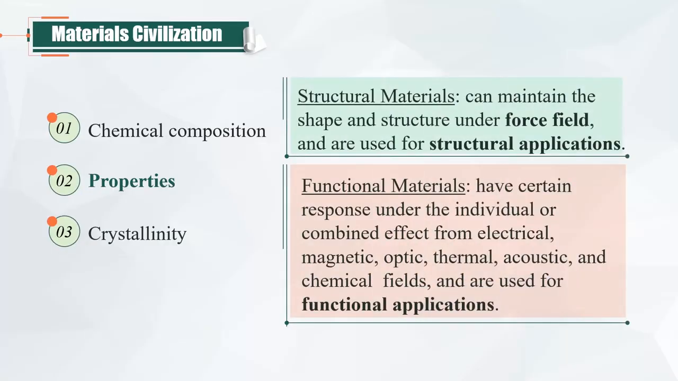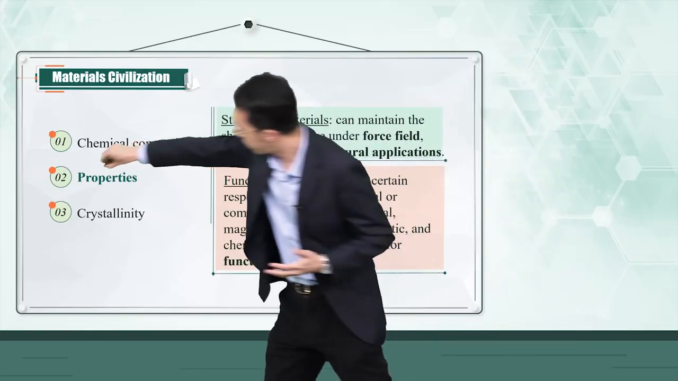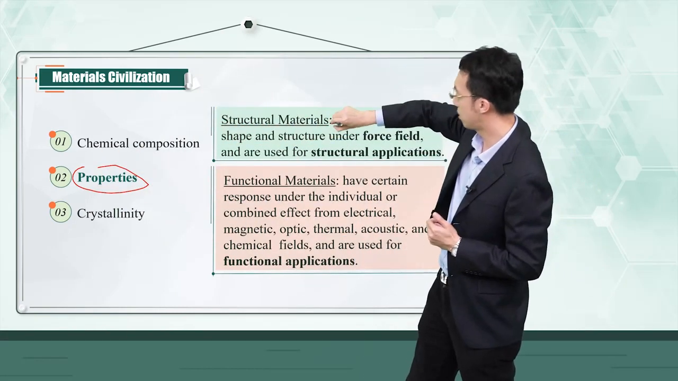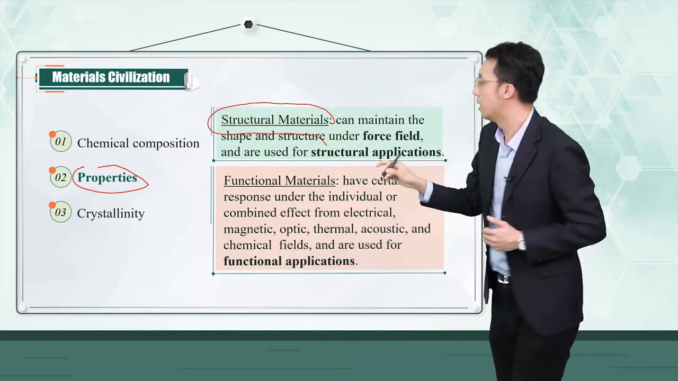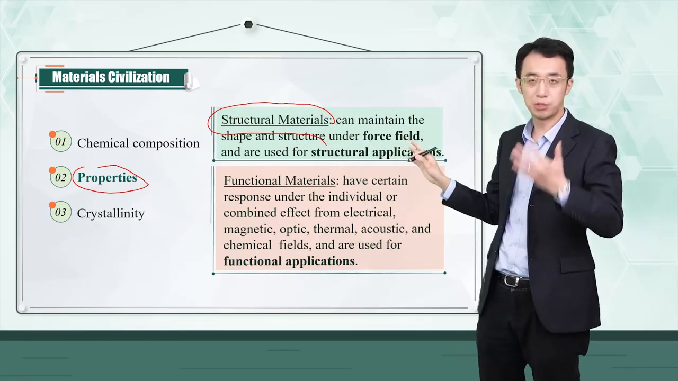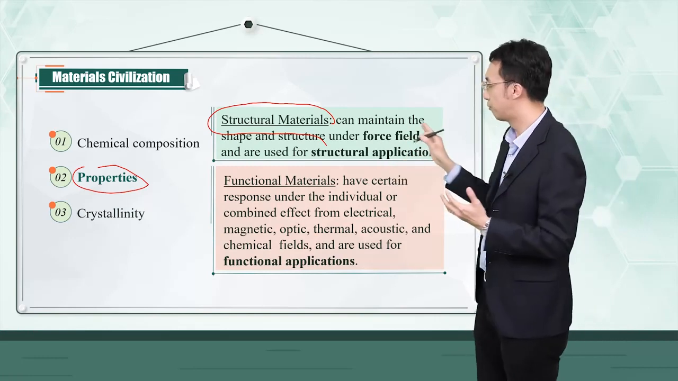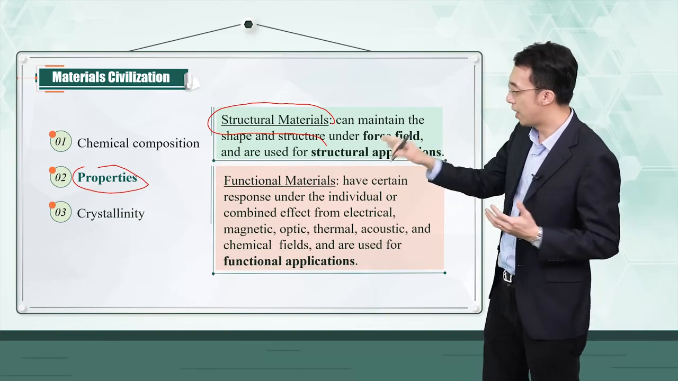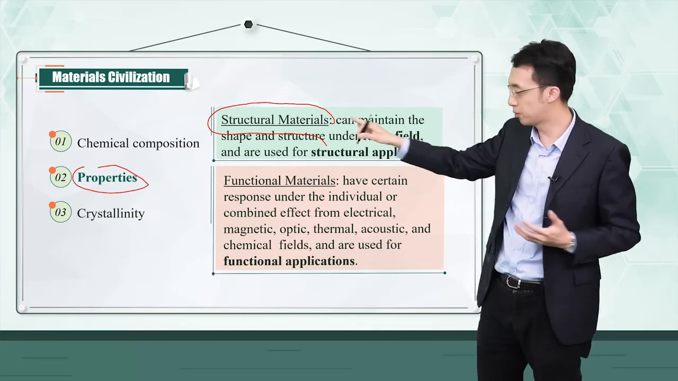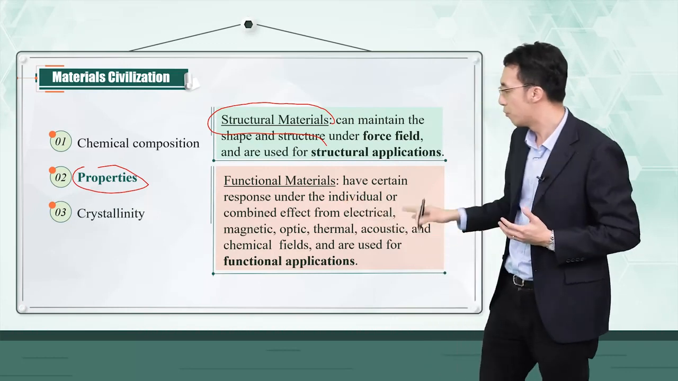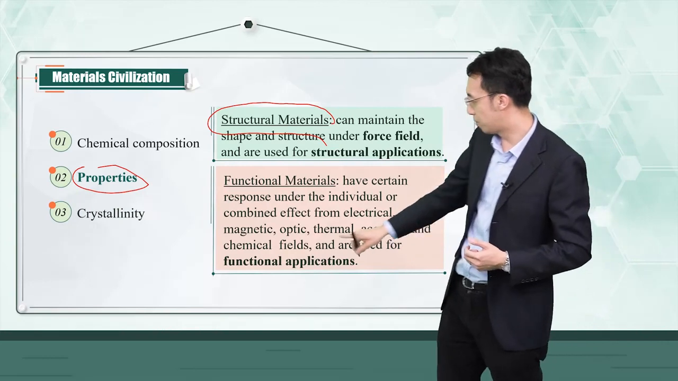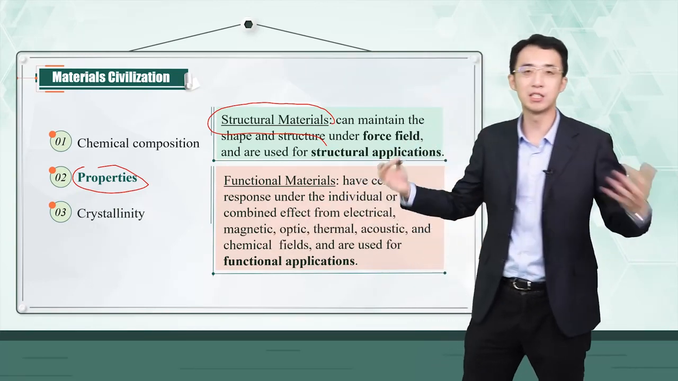The second way to divide different materials is by their different properties. You may have the so-called structural material, where under a force field you mostly consider their response, and they are used for structural applications. In comparison, you may also have functional material, where instead of the mechanical properties, you consider acoustic, thermal, optical, magnetic, all kinds of functional properties.